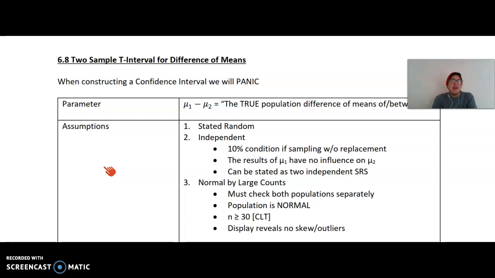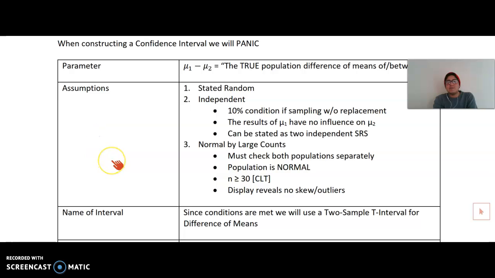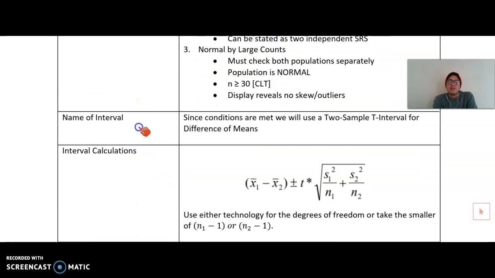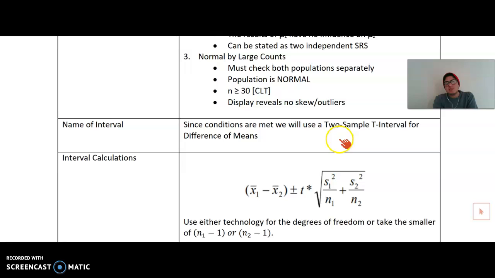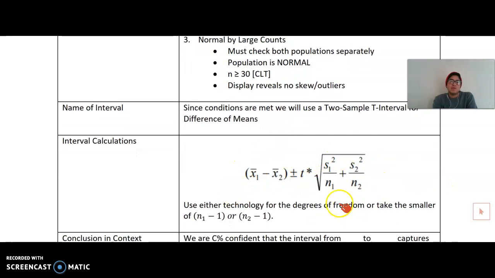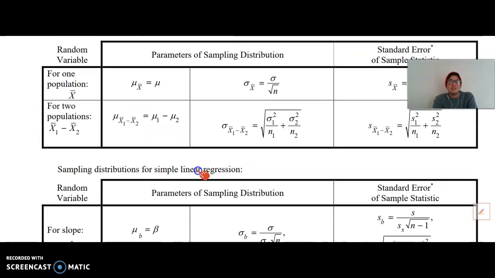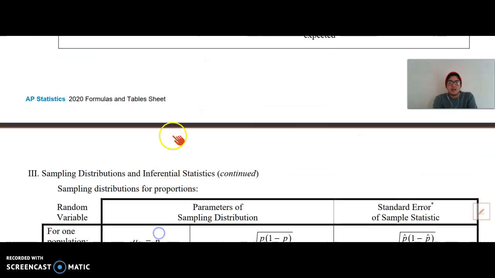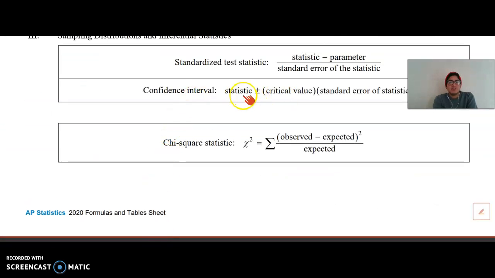So we'll do that. The assumptions remain the same: stated random, independent, and normality by large counts. We have to check both populations separately, though, to ensure a normal model is appropriate overall, using one of these three scenarios here. If these conditions are met, we'll proceed by using a two-sample t interval for the difference of means. It has the following formula. Again, you don't have to memorize this because the general formula is provided to you on the AP Stats formula sheet at the bottom of the first page: confidence interval, statistic, critical value, standard error.